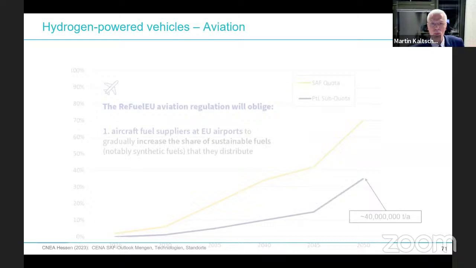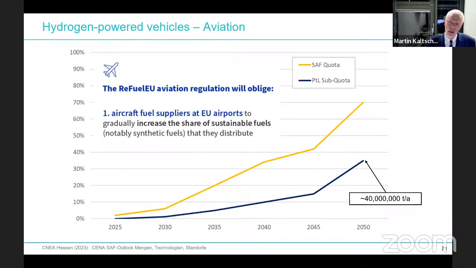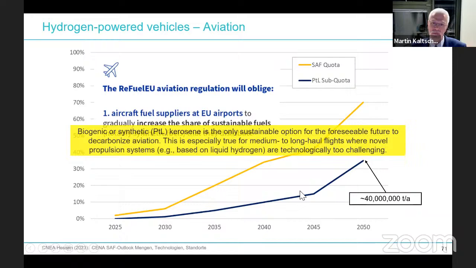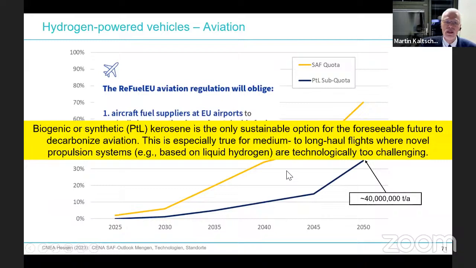Now, what about aviation? When we talk about aviation, the same story. The European Union said, okay, there's the ReFuel EU aviation regulation, and they said, okay, we would like to have, let's say, sustainable aviation fuels to reduce climate, let's say, greenhouse gas emissions. On one hand side, it's SAF, sustainable aviation fuels, and there's a subquota of PDL, power to liquid fuels, which is basically hydrogen driven. Yeah. So that means biogenic or synthetic PDL kerosene is the only sustainable option for the foreseeable future to decarbonize aviation.